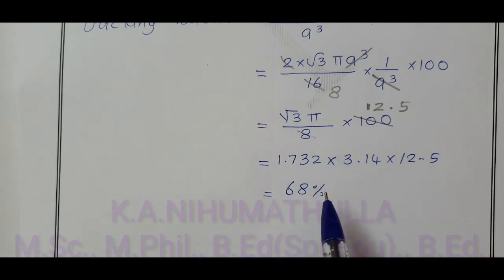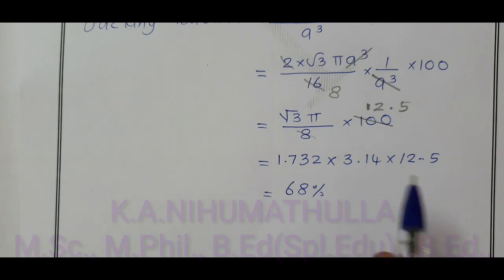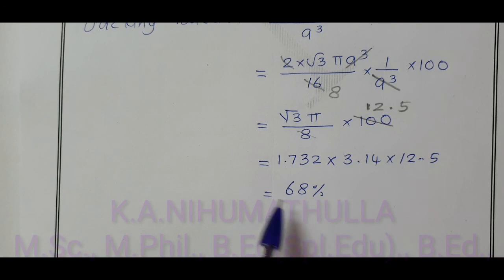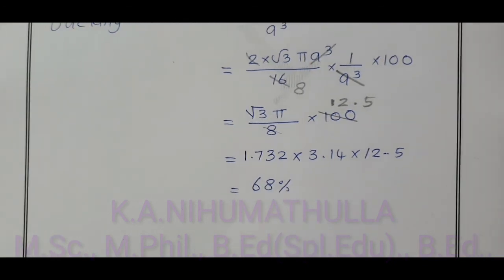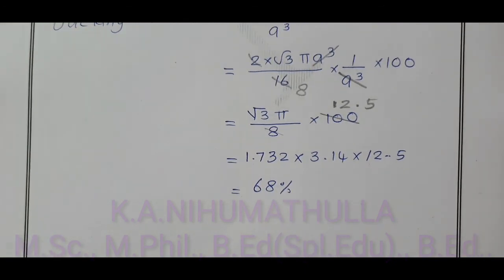The available space is used more efficiently than in simple cubic packing. In simple cubic, the packing fraction is only 52.33%. In body centered cubic, the packing fraction is 68%. That indicates one more atom is present at the body center.